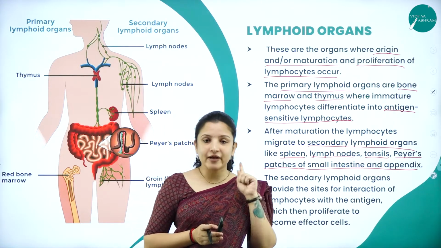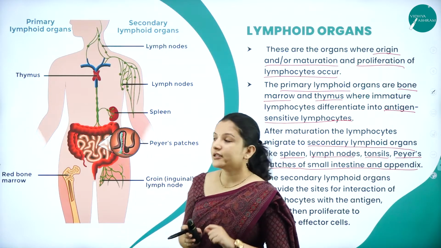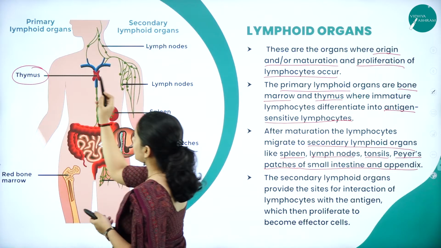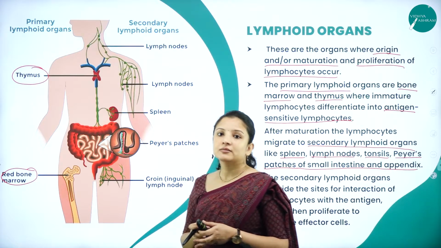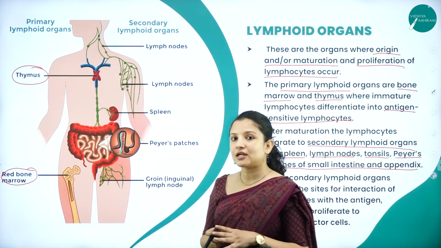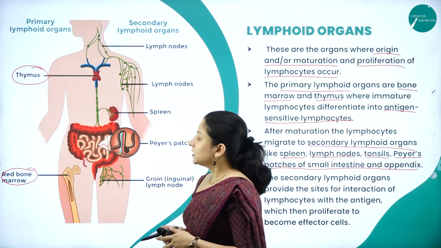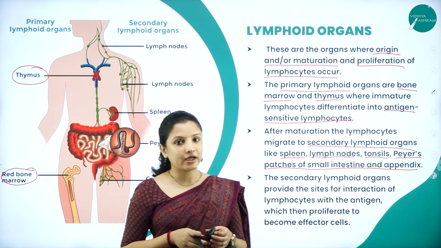So usually the production of lymphocytes starts in the primary lymphoid organs, that is the thymus and then the bone marrow. In the bone marrow and the thymus, they start to be produced, because bone marrow contains a lot of red blood cells. There, these primary lymphocytes start to get produced.